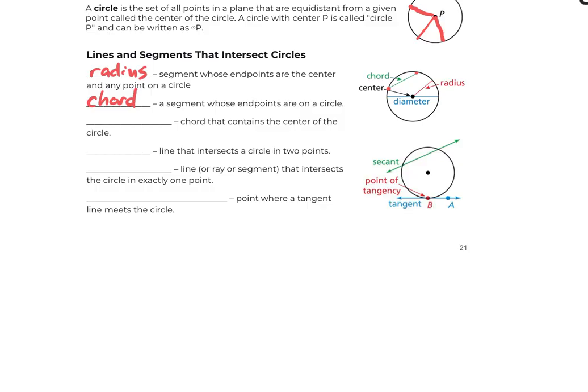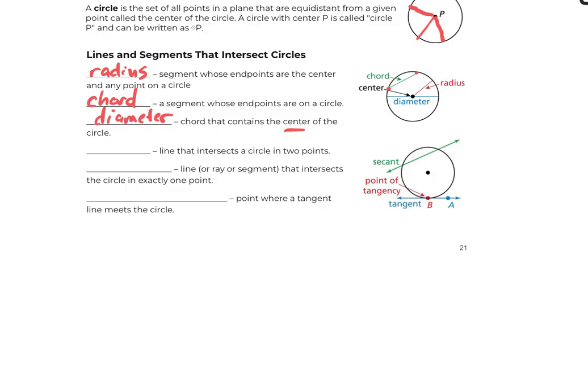Diameter is one we've seen before, I think. Diameter is all the way across the circle, but it goes through the center. It contains the center. So basically, the diameter is a chord. It's just a specific type of chord that goes through the center. That's the only difference between this and the diameter. The chord does not have to go through the center. If it does, it's called the diameter. So it's a little bit more specific.